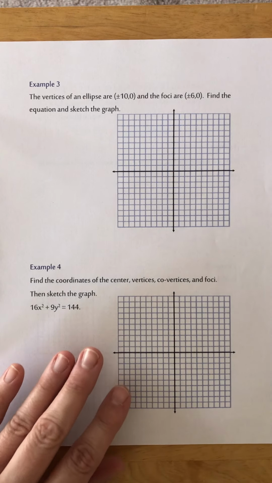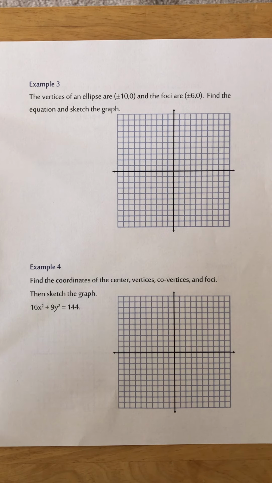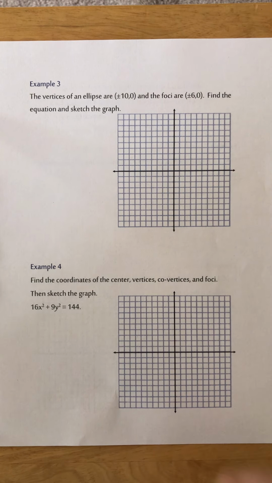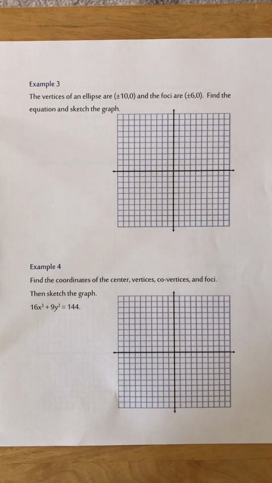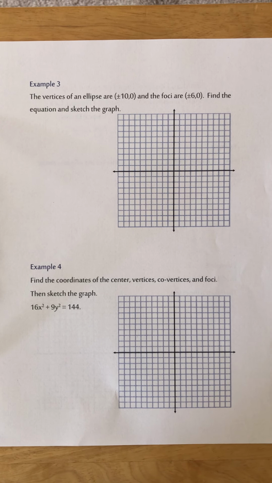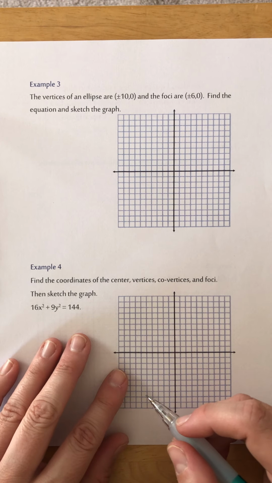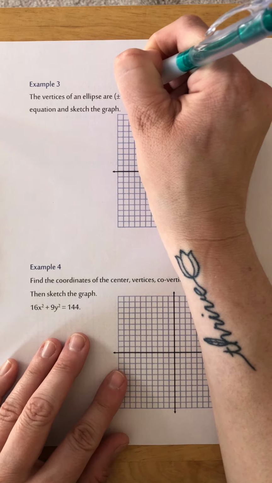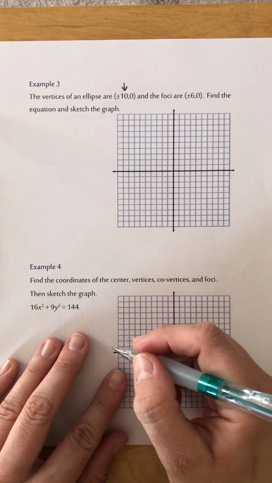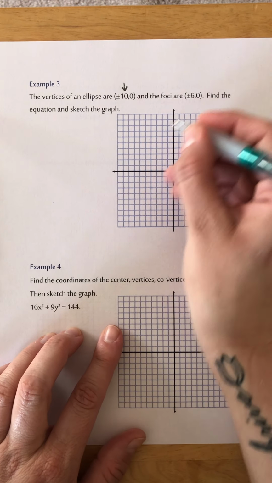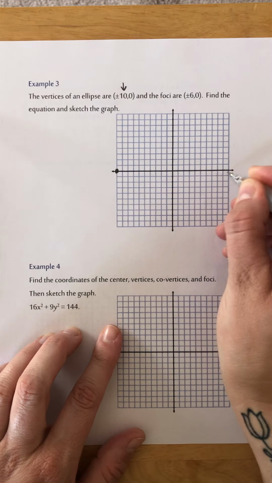Next one. This one says the vertices of an ellipse are plus or minus 10, 0, and the foci are plus or minus 6, 0. Find the equation and sketch the graph. Okay, so vertices, remember, they come from knowing your value for a. So right now, here's what I know: my vertices are here and here.